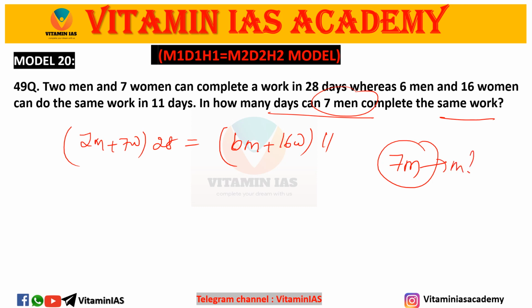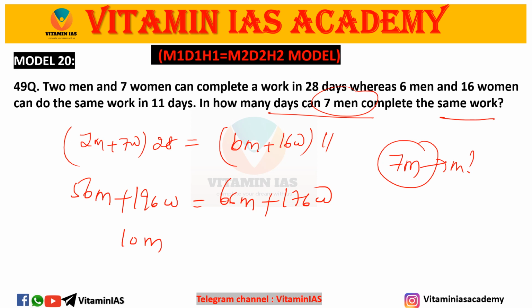So listen, 28 days they are saying that 2 men plus 7 women. So 2 into 28, 56 men plus 7 into 28, 196 women is equal to 6 into 11, 66 men plus 16 into 11, 176 women. From there you can solve: 10 men is equal to 20 women. So man by woman is how much? 20 by 10, then 2 by 1.